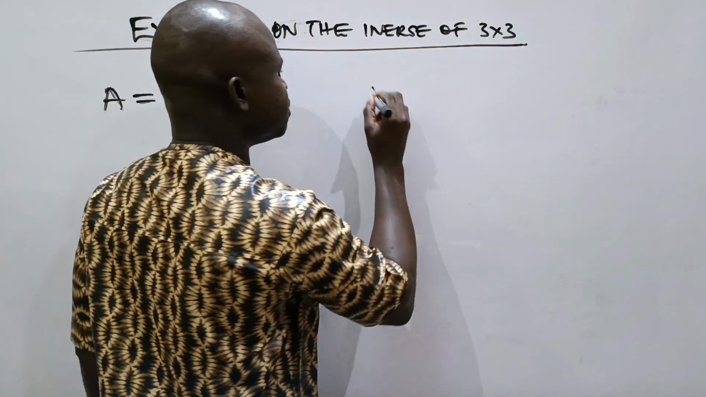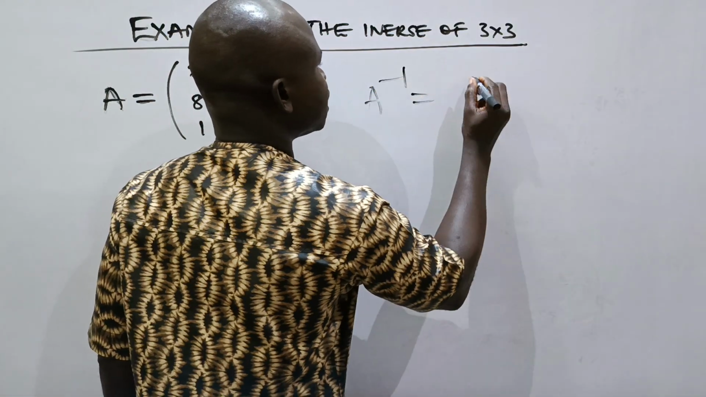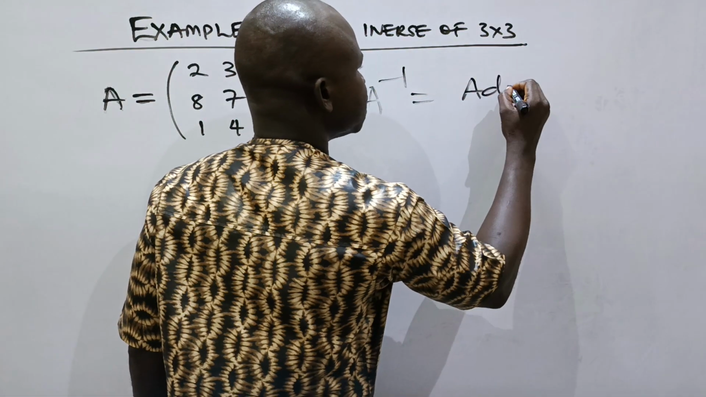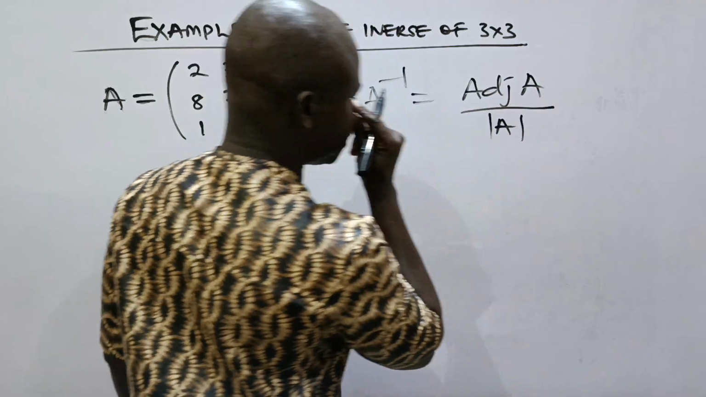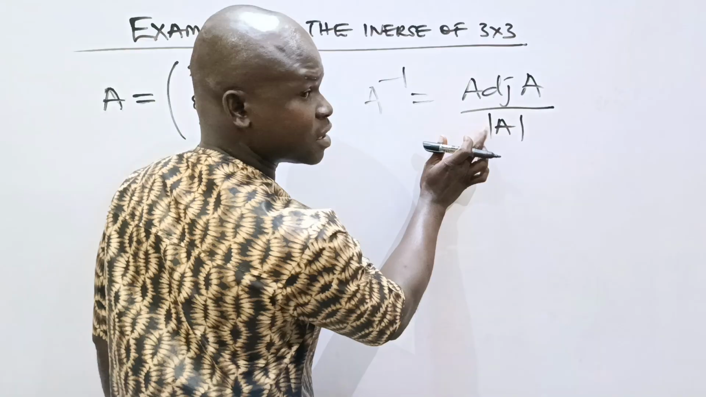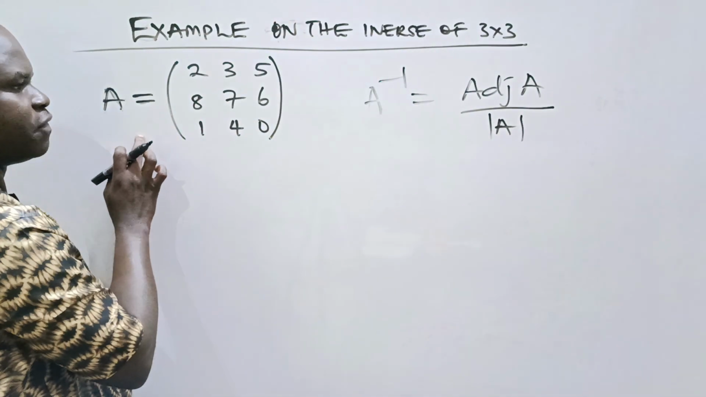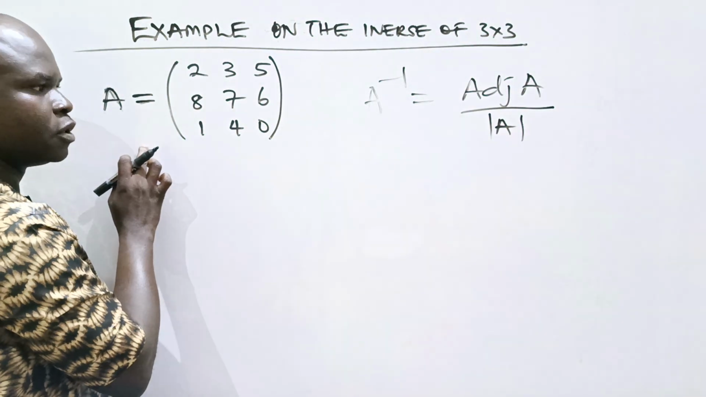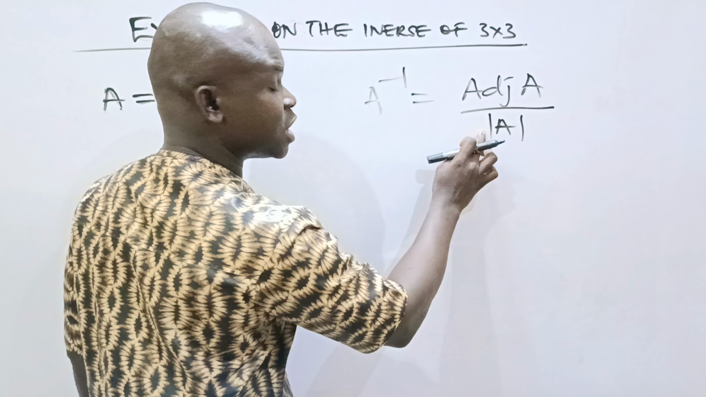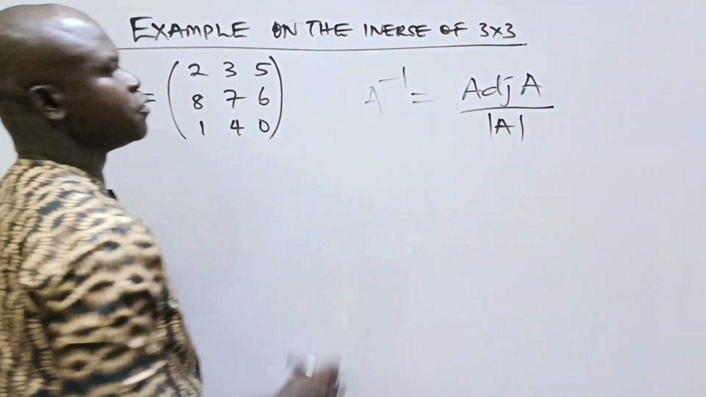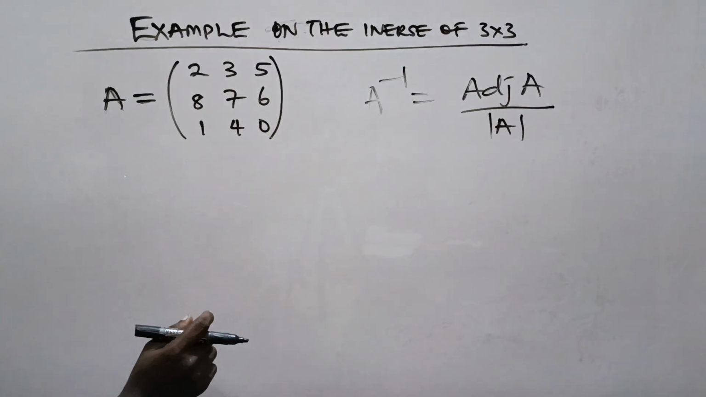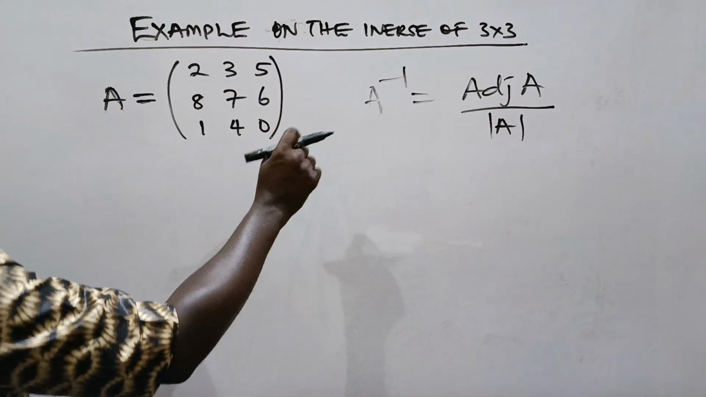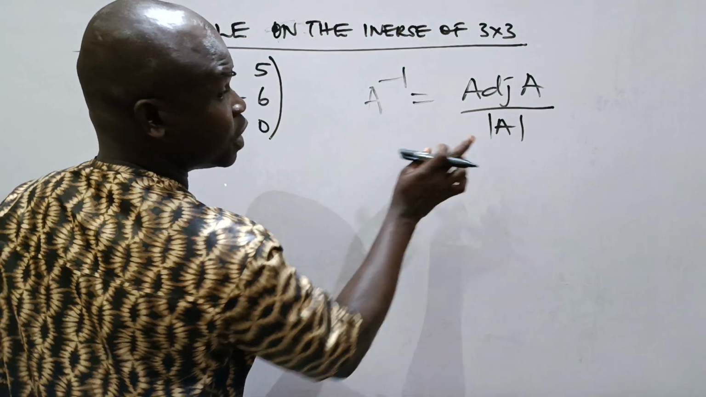The inverse of a matrix by formula is given by the adjoint of that matrix, in this case A, all over the determinant of the matrix. And once the determinant of that matrix is 0, it is not possible to find the inverse. The matrix is not invertible. But when the determinant is non-zero, that is when we'll be able to find the inverse, as we have explained in our previous classes. So we can only find the inverse of a non-singular matrix, that is, a matrix whose determinant is non-zero.